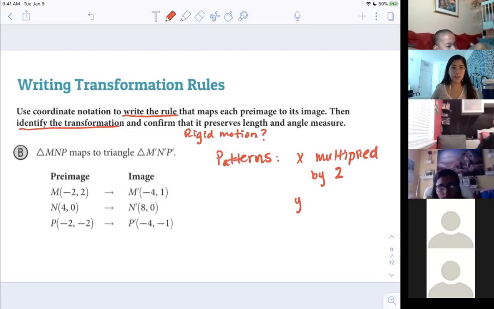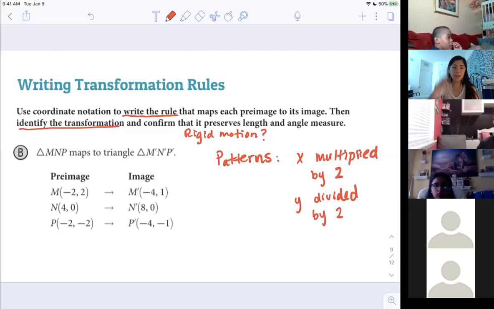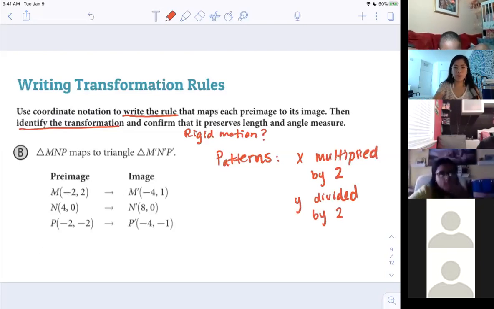0 just stays as 0. But remember that 0, when you multiply or divide it by anything, it's always going to stay as 0. So you have to look at the other points. So 2 becomes 1, and -2 becomes -1. So what does that mean? It's being... good. I see in the chat, Perla said it's being divided by 2. Or you can say that it's being multiplied by 1/2, which is exactly what I was going to say as well. All right. So let's go ahead and write our rule.